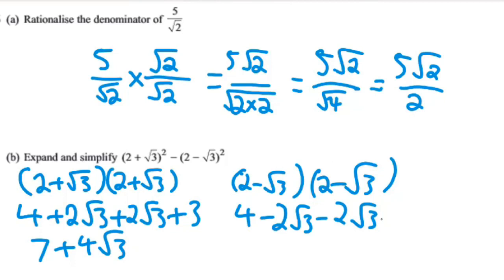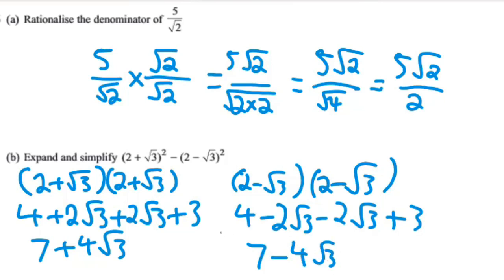times minus root 3 is going to again actually give us 3, because the root 3 times the root 3 is 3, and a minus times a minus again gives a plus. If the signs are the same, plus plus or minus minus, it makes a positive at the end. Only if it was a plus times a minus would we get a negative. Again, just to simplify, we're now going to have 4 add 3 is once again 7, but here we're going to have minus 4 root 3.